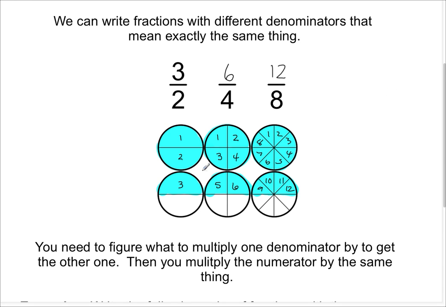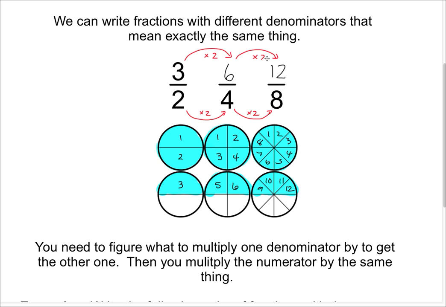Now here's what I want to point out. We didn't have to draw these out to be able to see it. If you take a look, to go from 2 to 4, I had to times by 2. And so to go from 3 to 6, I also had to times by 2. So whatever we multiplied by to get the denominators to be the same number, we have to multiply the numerators as well. And you can take a look here, 4 to 8 is also times 2, and 6 to 12 is also times 2.